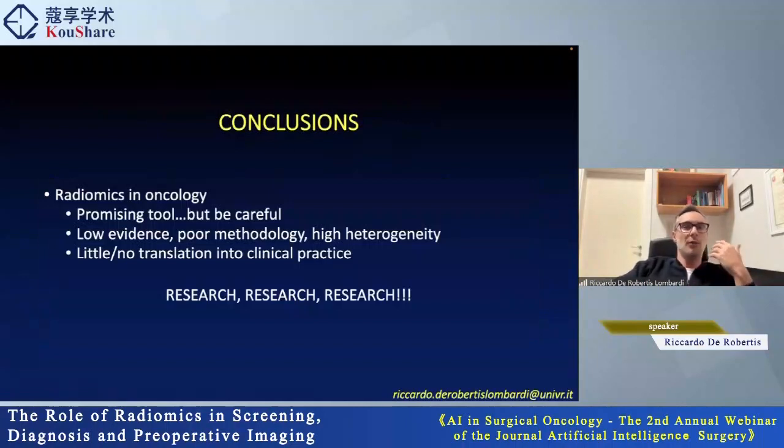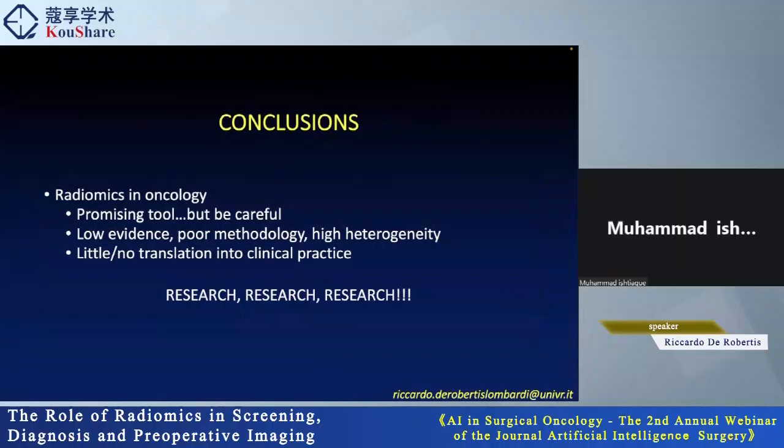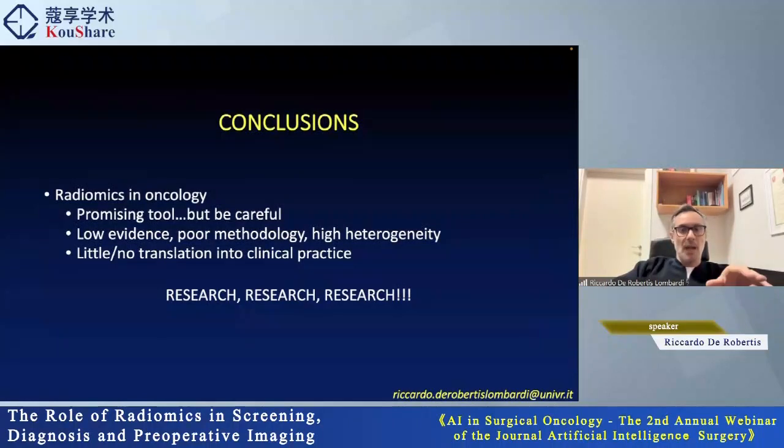So I'm going to the conclusion. Radiomics is a powerful and promising tool, but we are at the beginning of the path. All studies demonstrate this low evidence, poor methodology, and high heterogeneity. So what we need is research, research, and research, because we must improve our findings and translate our findings in the clinical practice.